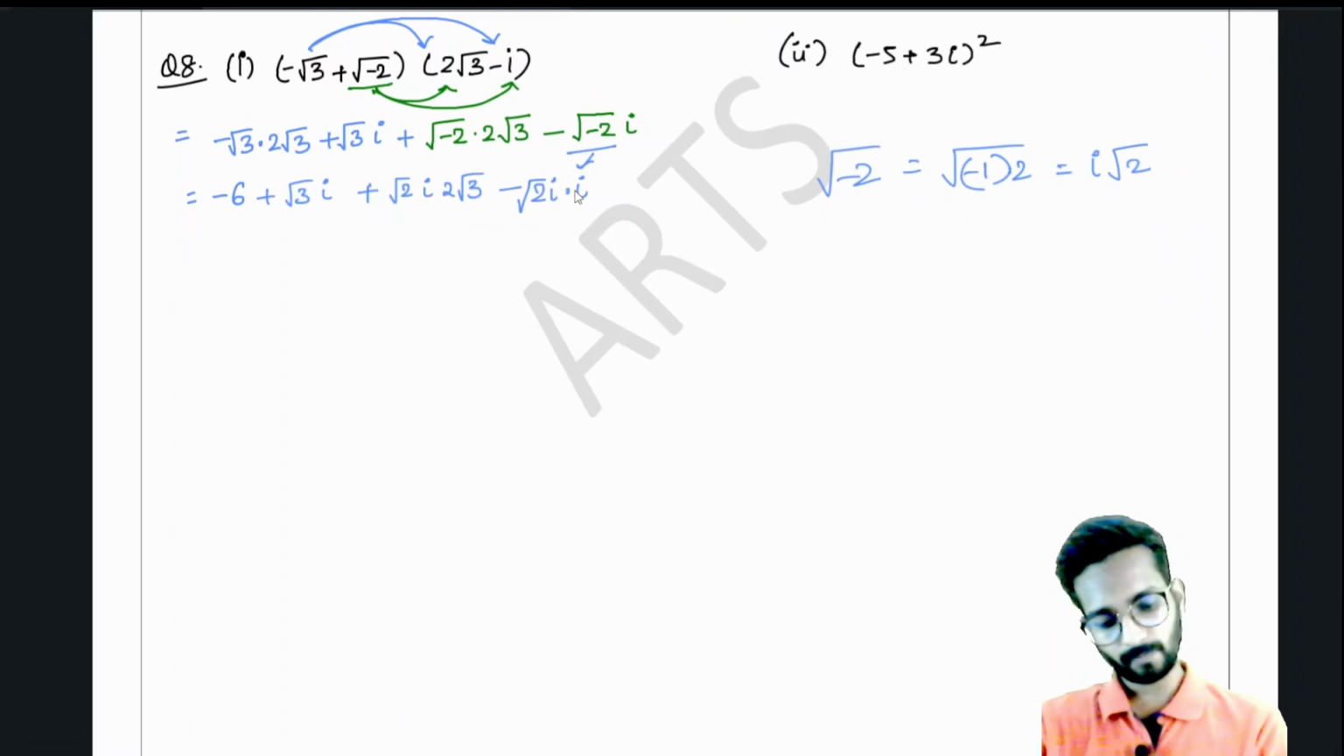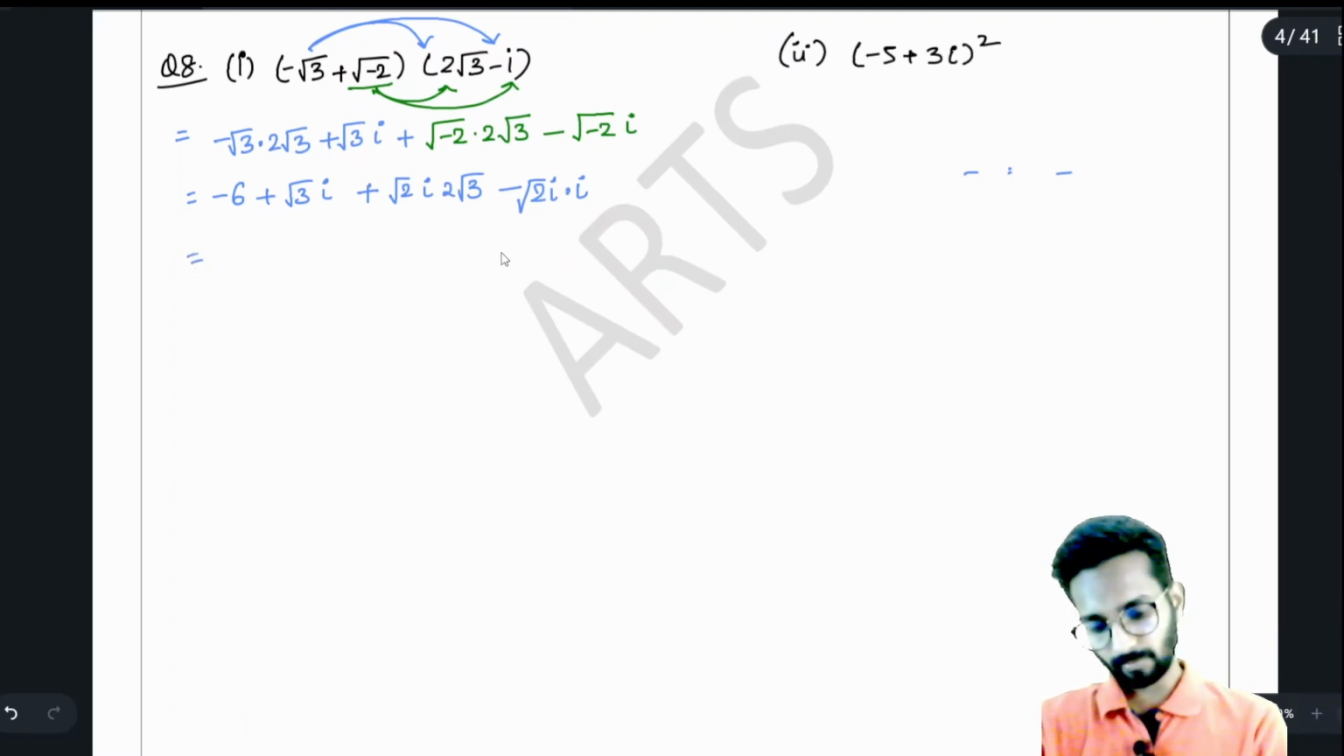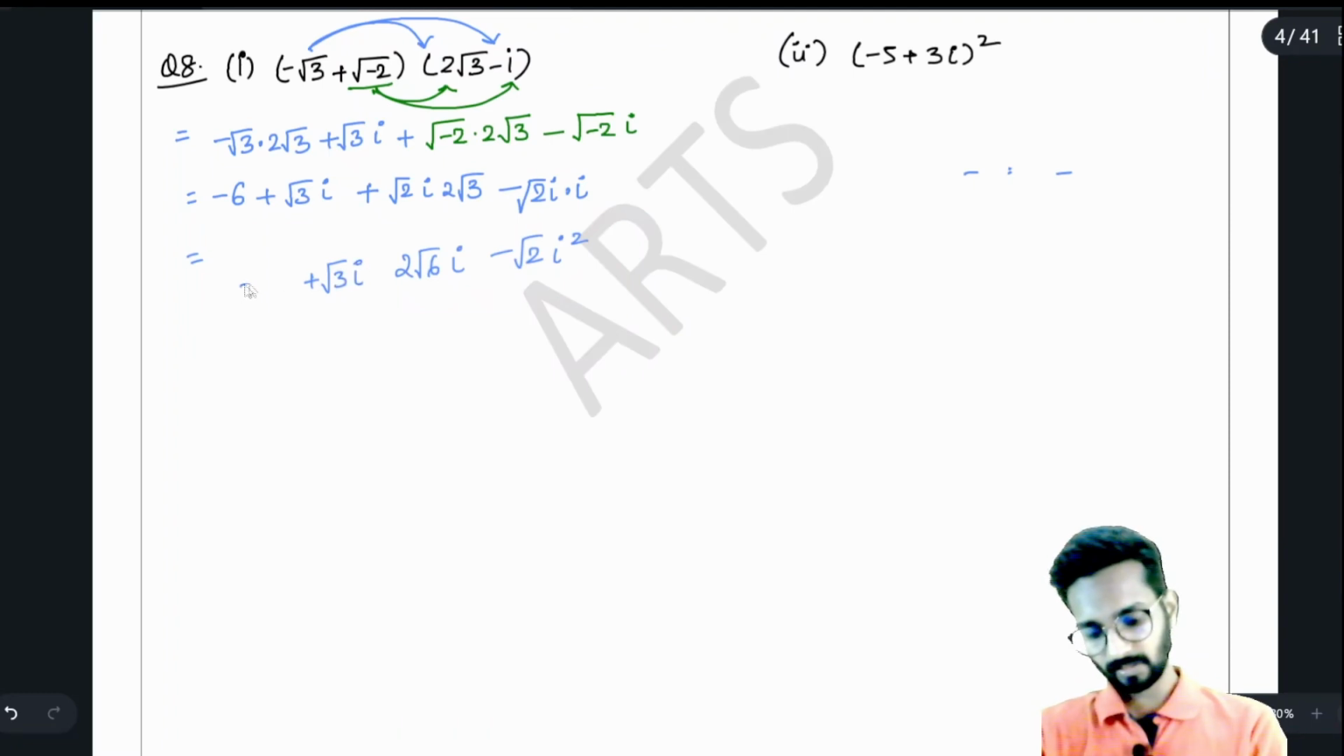Very simple. Now what will we do? Again solving it, minus root 2 i square, we know it will become negative 1. After this 2 root 3 and root 2 will become root 6 i, here also plus root 3i, here also minus 6. So now I can say i square will become negative 1, so it will become plus root 2, then minus 6 plus root 3i plus 2 root 6 i.